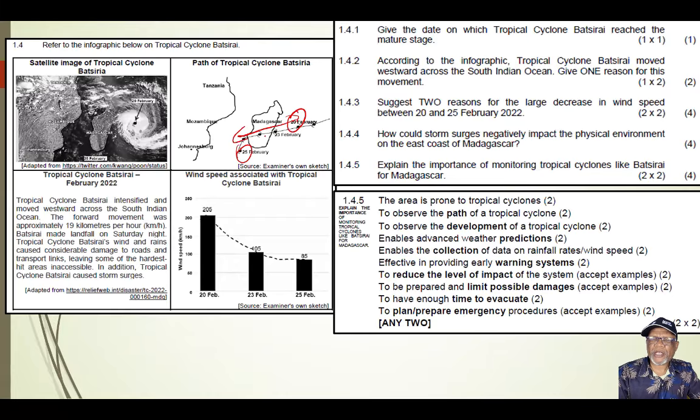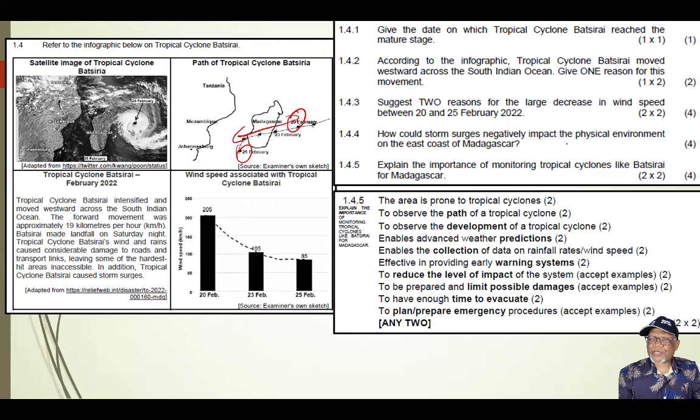You can see it was now moving over the land. So there was high friction over the land. The system was moving over the land and there were a lot of trees over the land. There were a lot of buildings over the land. So you can look at a number of reasons that would make the tropical cyclone slow down over the land.